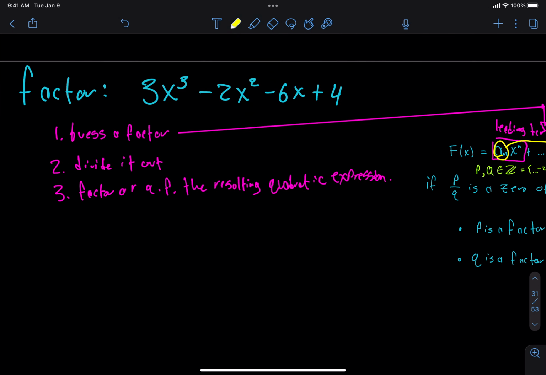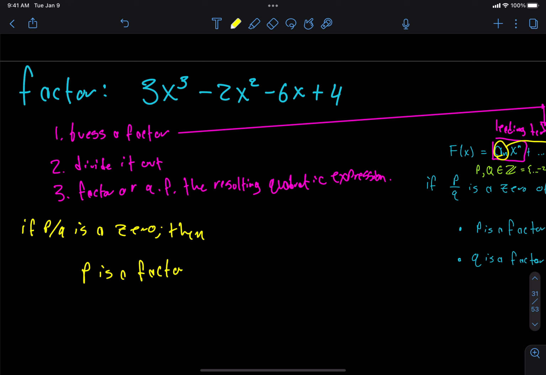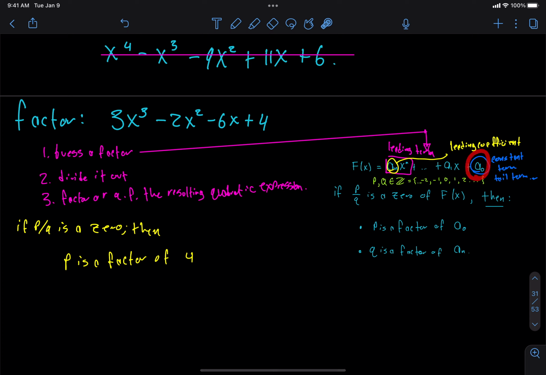Okay, so here's how we apply it in this problem. We know that if P over Q is a 0, then P is a factor of 4, the final term. So P will be a factor of a0, which is the constant term, which for our problem is 4. And Q is a factor of 3. Okay, Q will be a factor of 3.